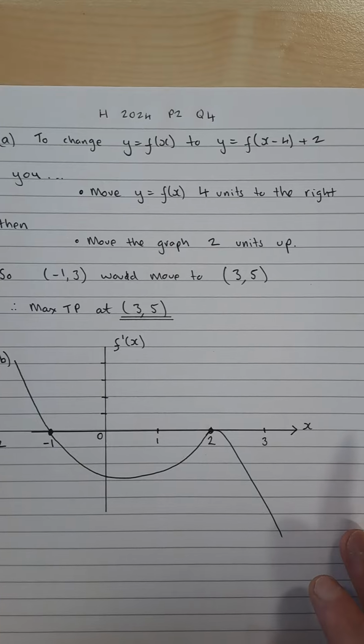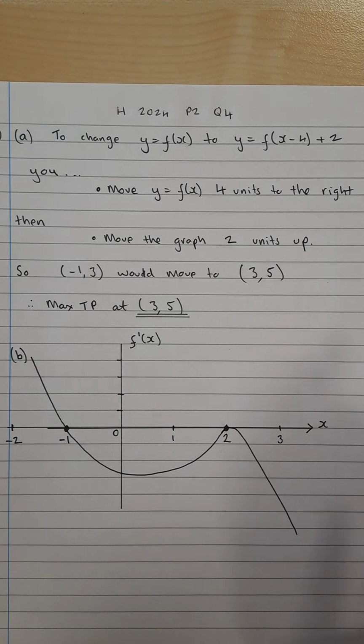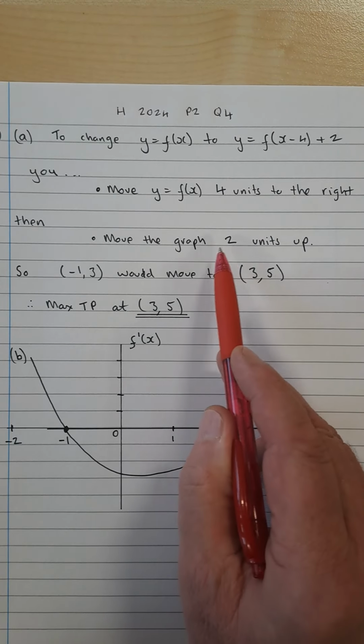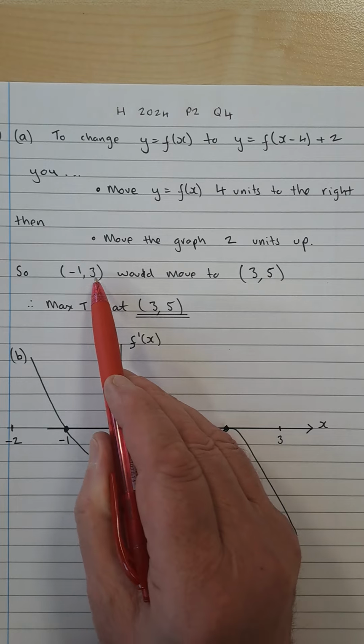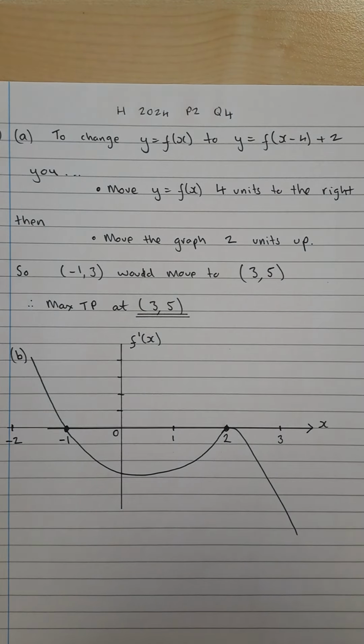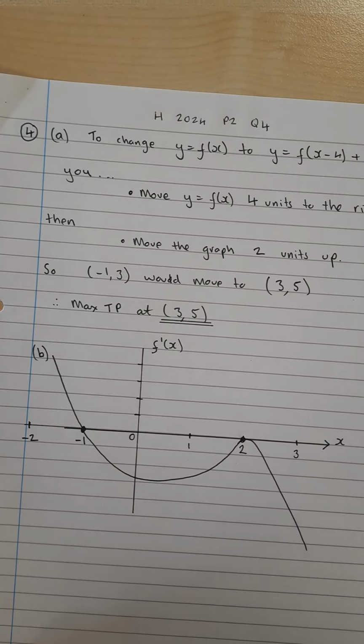So there it's all written down. There we have it, 4 units to the right and 2 units up. So minus 1, 3 would go to 3, 5, and that's your answer there.